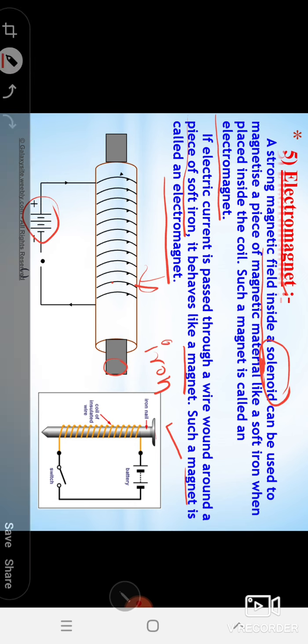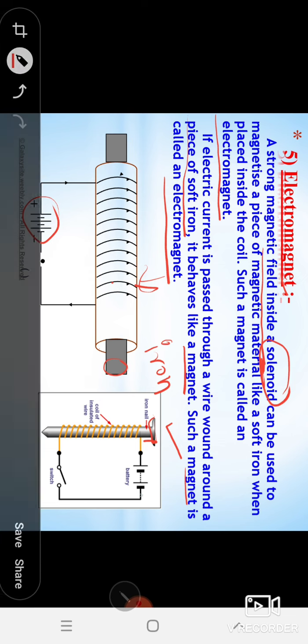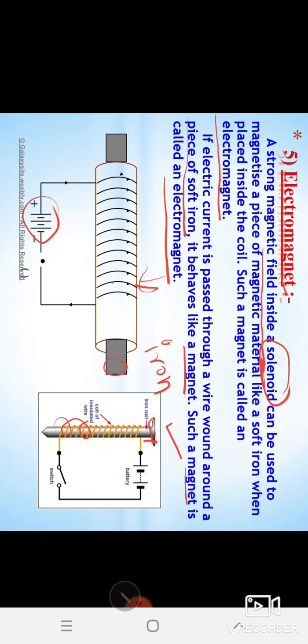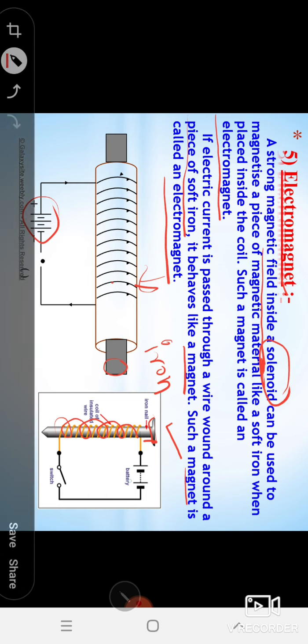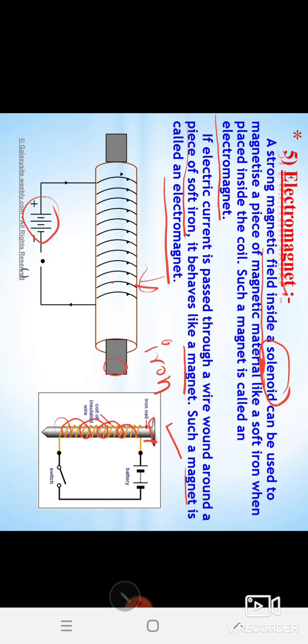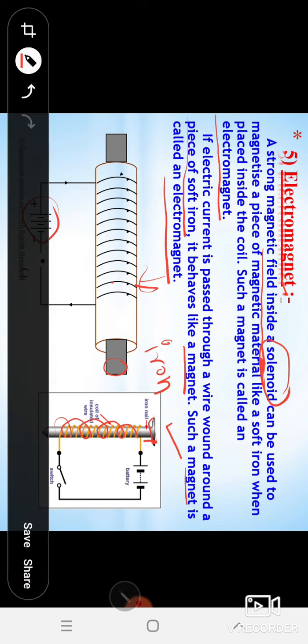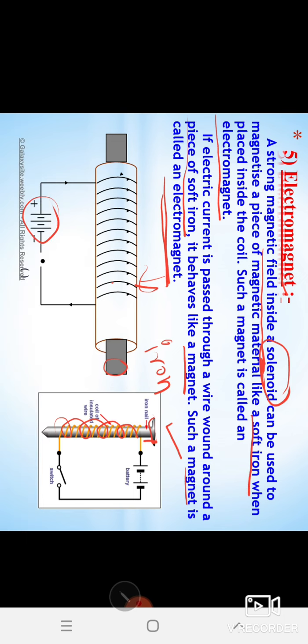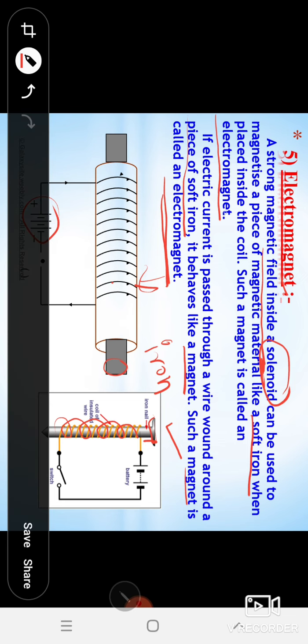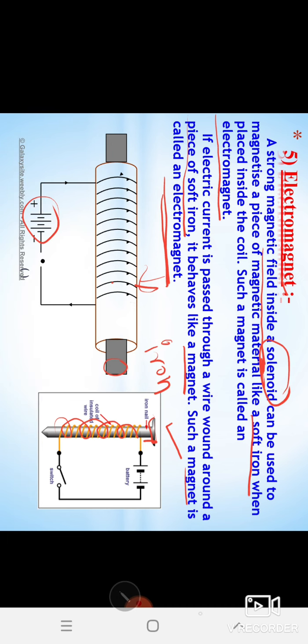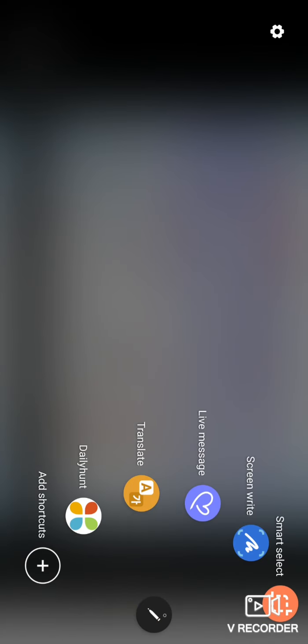Imagine that this is an iron nail and a copper wire is wound around this iron nail, and we pass the electric current. As soon as we pass the electric current, this iron material acts as a magnet, and the magnet so obtained is also called an electromagnet. So keep in mind, a solenoid can be used to magnetize a piece of soft iron material into a magnet, and the magnets obtained from these two methods are called electromagnets.